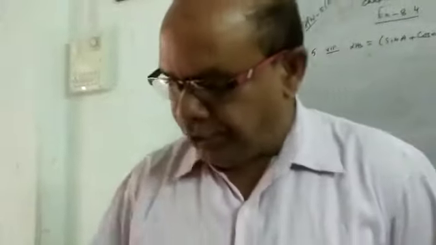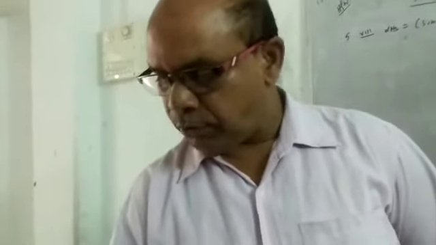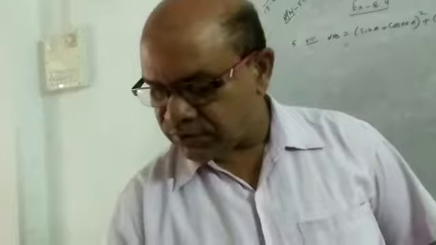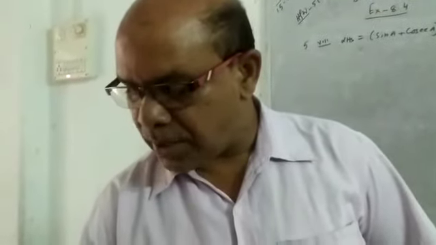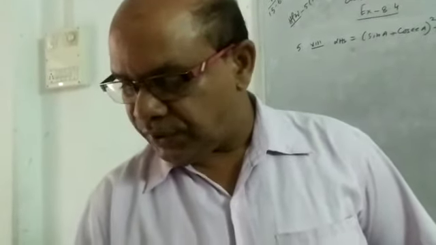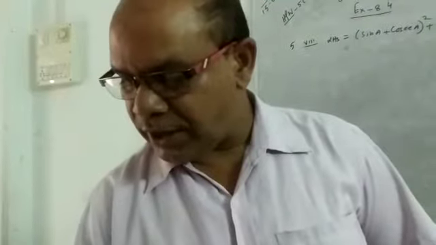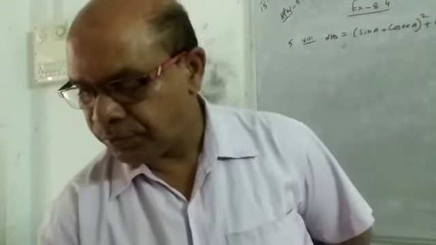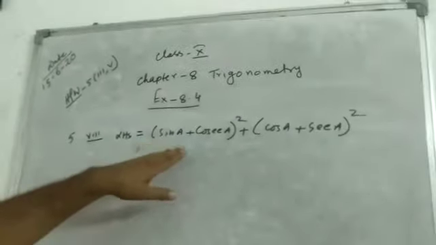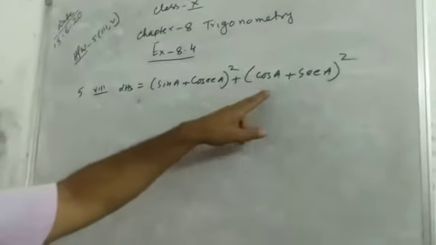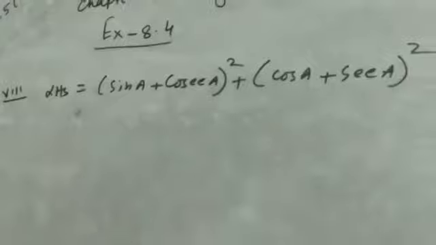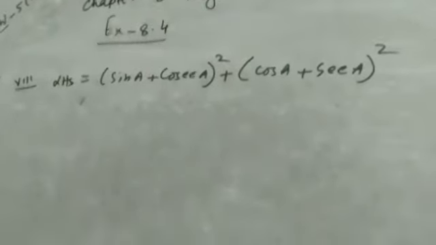Start number 8. Number 8, we have to prove (sin A plus cos A) whole square plus (cos A plus sec A) whole square is equal to 7 plus tan square A plus cot square A. Okay, so it is number 8. (sin A plus cos A) whole square plus (cos A plus sec A) whole square is equal to 7 plus tan square A plus cot square A.